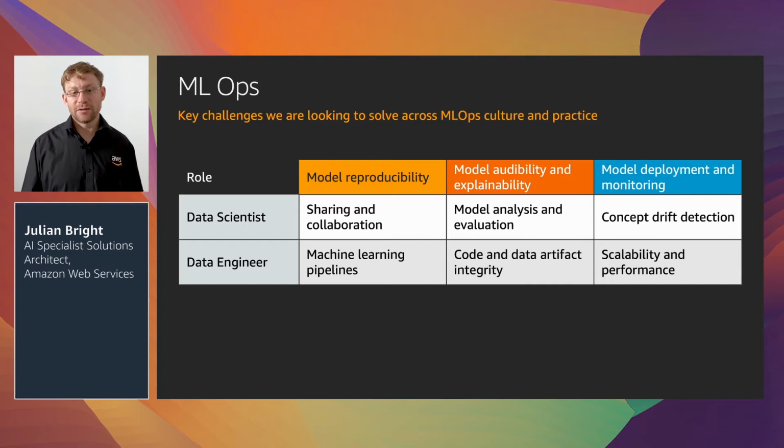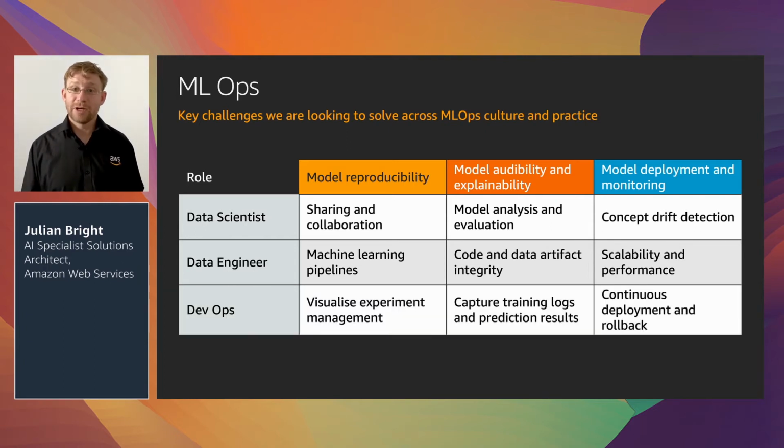From a data engineer point of view, machine learning pipelines, or having predictable ways of taking input data and feeding it into the model and then having that artifact be deployed, is quite key. And having those code and data artifacts with some lineage or integrity around them is also a key concern. And finally, from the deployment standpoint, ensuring the capability is there to be able to scale up and out as required for handling the load for these models.